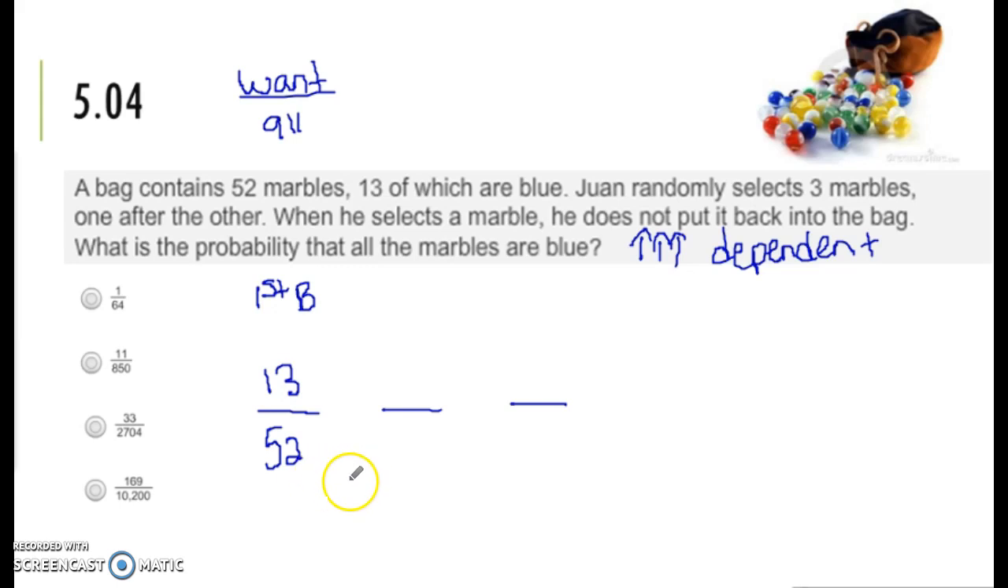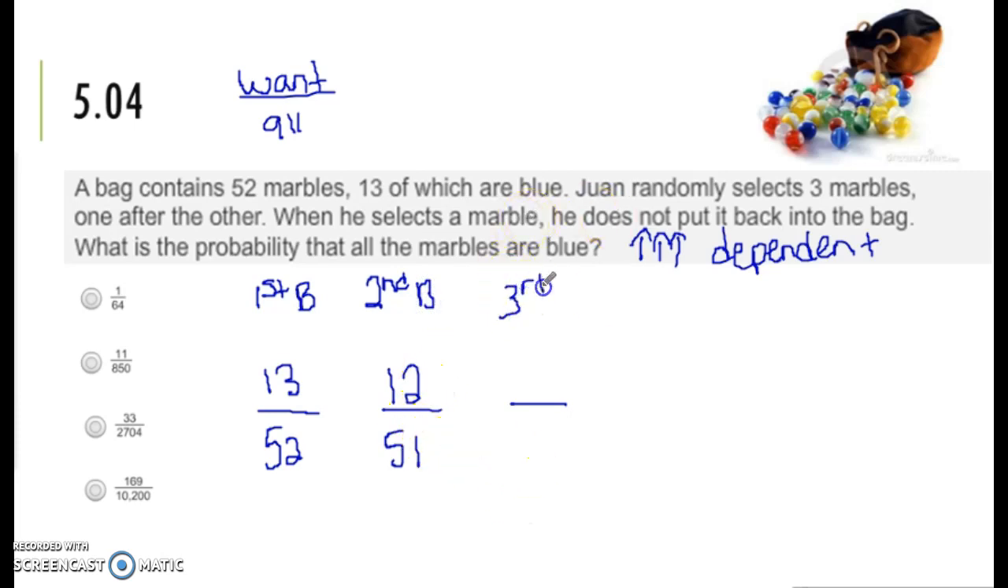But then it says that he does not put that marble back in. So there's not 13 marbles anymore. Now there's only 12 blue marbles, and there's only 51 total marbles because he took that blue marble and he kept it out. He did not put it back in. So for the second draw, the second time we want blue, it's only 12 out of 51.